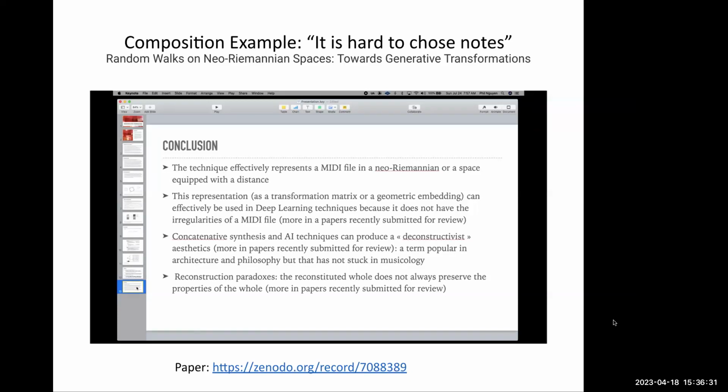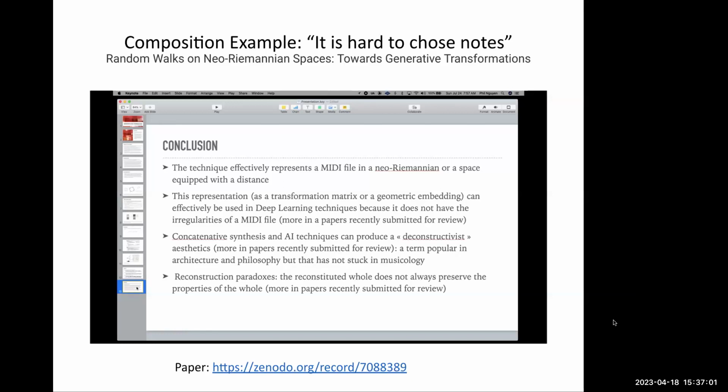This representation can effectively be used in deep learning techniques because it does not have the irregularities of a MIDI file. One of the problems when you're using deep learning with MIDI is that MIDI is very irregular. So deep learning requires a very fixed length input. We're going to talk more about this in a paper recently submitted for review.